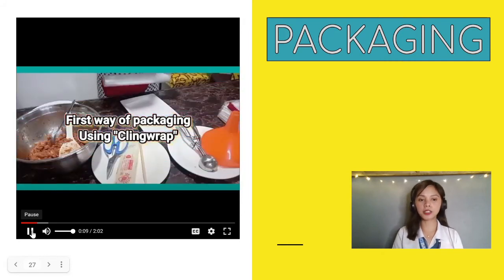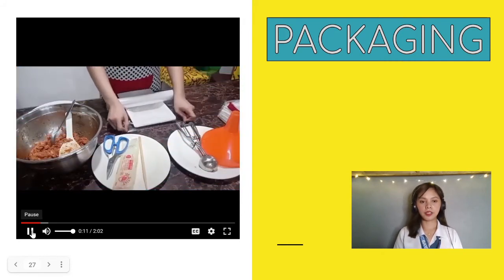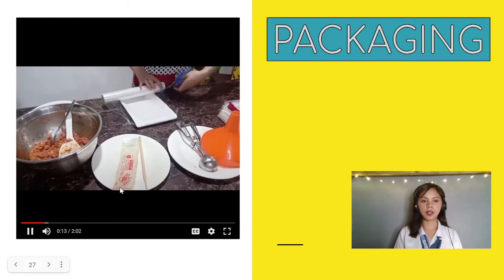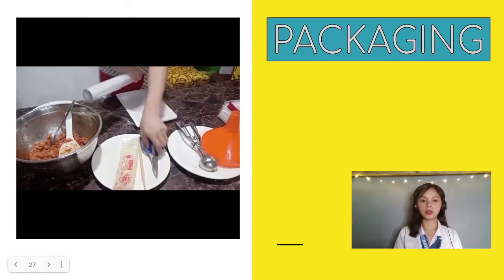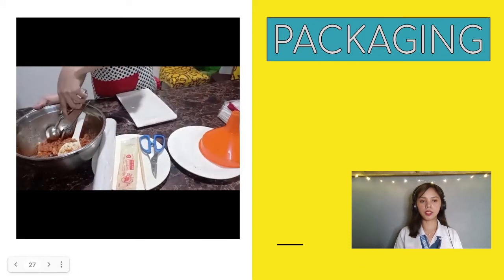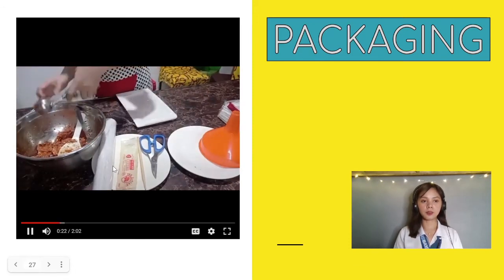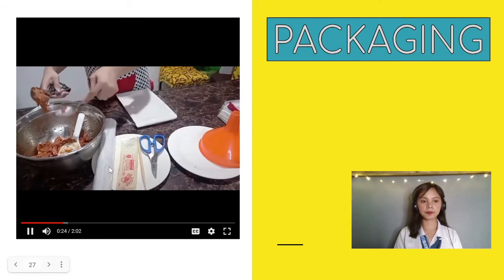First way of packaging using cling wrap. So here I have used cling wrap, then I'm gonna cut it. You're gonna estimate how long of cling wrap you're going to use. Then I'm gonna scoop a spoonful of meat, and then I'm gonna put it here in the cling wrap.